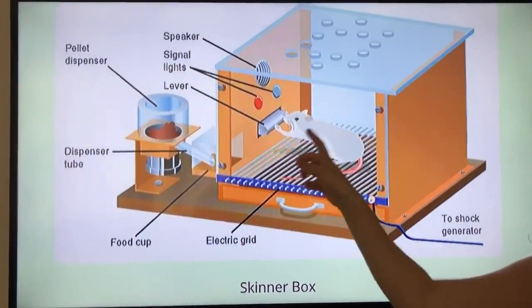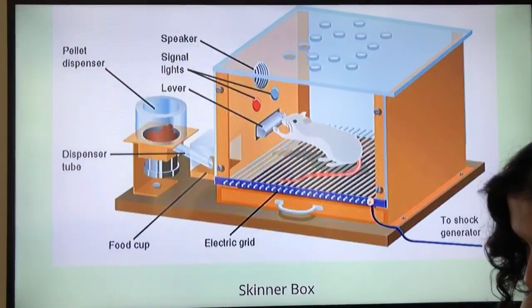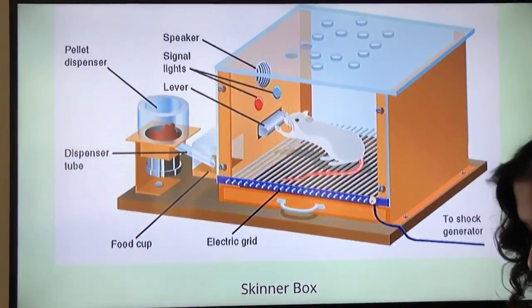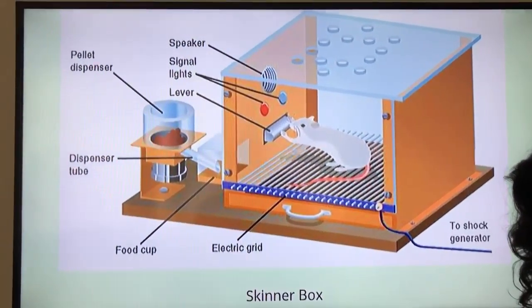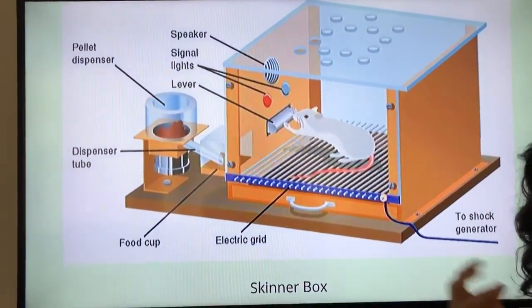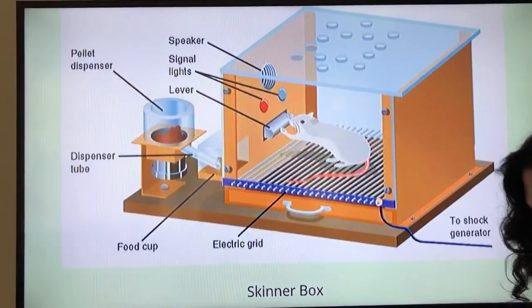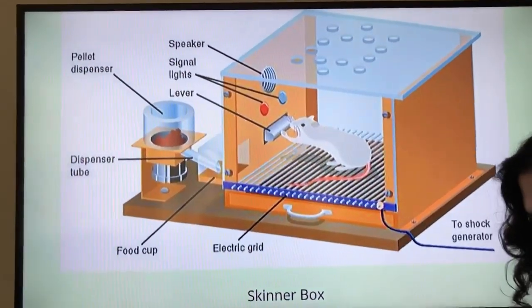Immediately, as he knocked the lever, a food pellet would fall into the container next to the lever. The rats quickly learned to go straight to the lever after a few times of being put in the box. The consequence of receiving food if they pressed the lever ensured that they would repeat the action again and again.